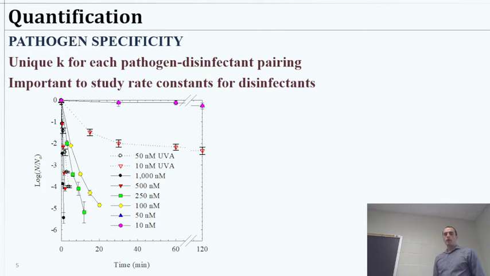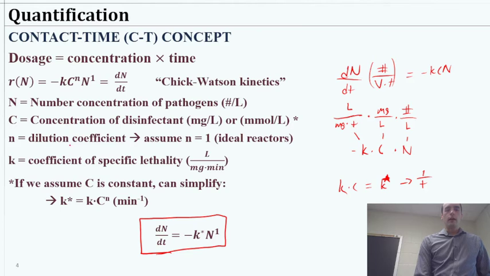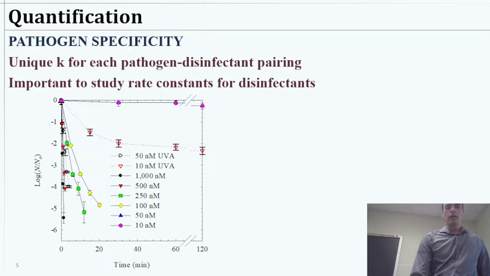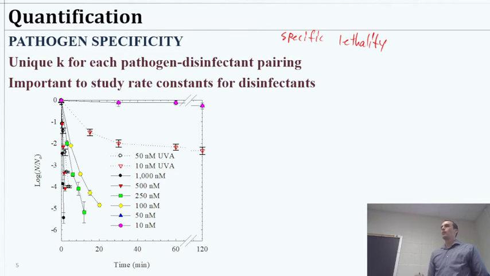Okay, so one of the other aspects here was the pathogen specificity. If we flip back for a moment, we had as our regular K here, we called it the coefficient of specific lethality. I want to elaborate on that. The coefficient of specific lethality is referring to a specific pairing of a disinfectant with a microbe. I have a plot here that is looking at what's called MS2 bacteriophage.